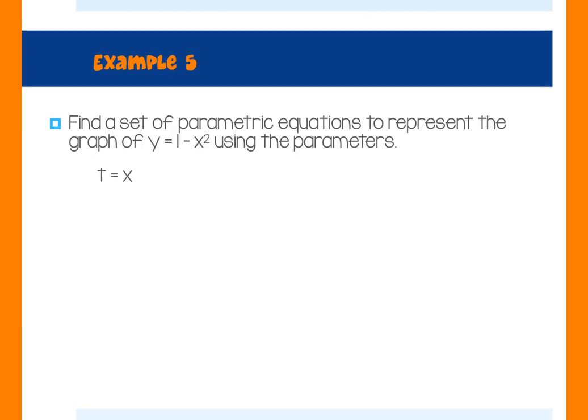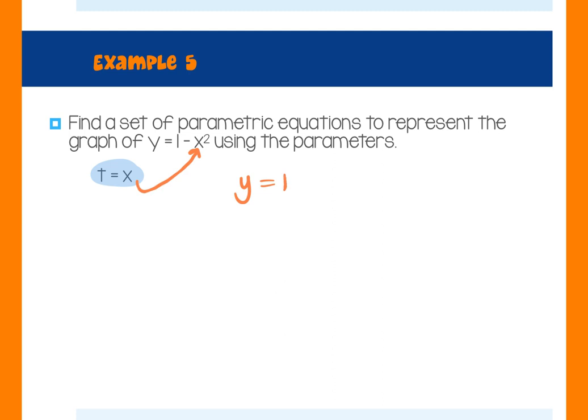Find the set of parametric equations to represent the graph of y equals 1 minus x squared using the parameter x equals t. If this was not solved for t or for x, then the first thing I would do is solve it for whichever one you have, x or y. And then I take it and I plug it back into the rectangular one, the one that does not have the t.